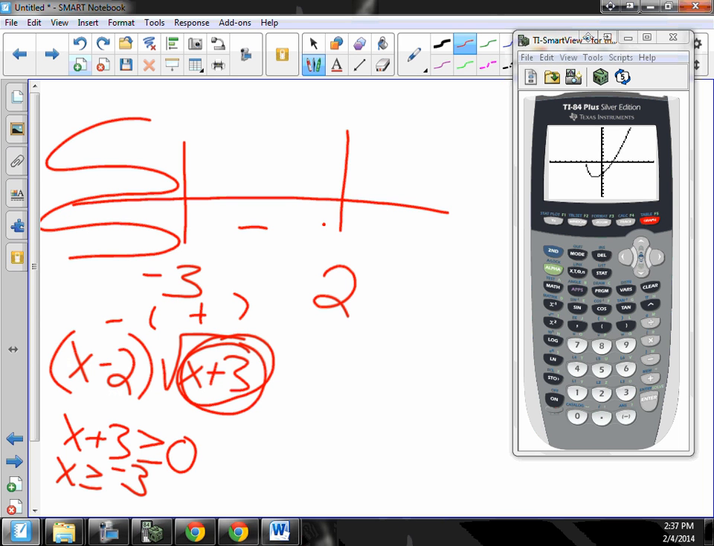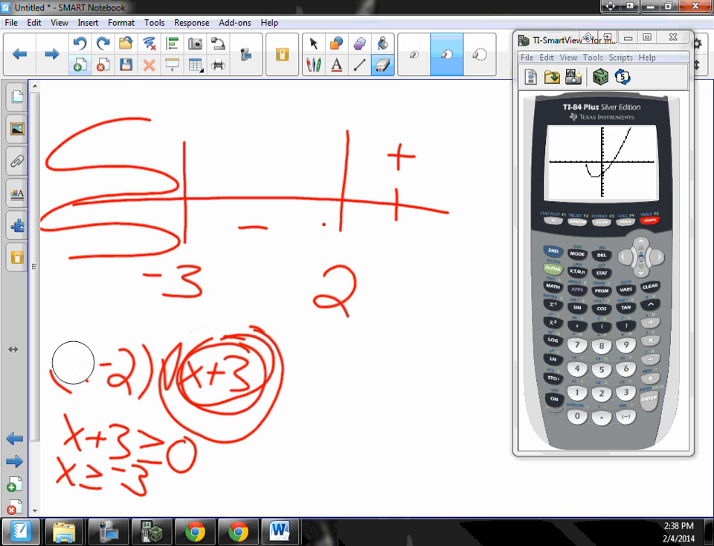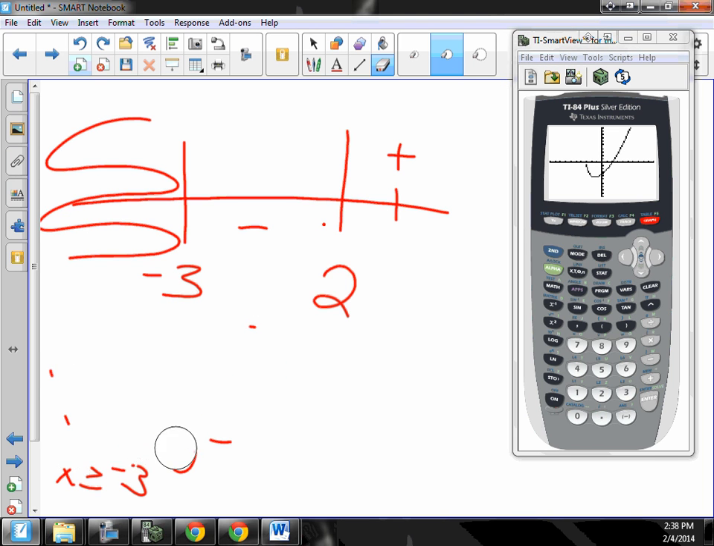Okay? We need to pick a number over here. What should we pick? 3. 3 minus 2 is positive times. This is always positive, no matter what. Square roots have to be positive. So a positive times a positive is a positive. Okay. Now, you might wonder, why do we keep doing these silly little charts like this? And it's because you're going to need to know how to do them later. Okay?